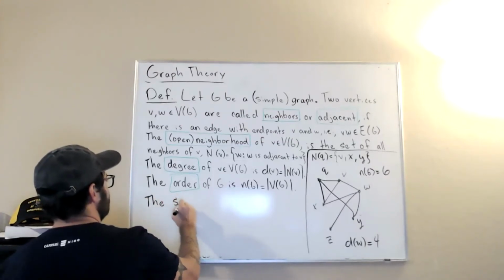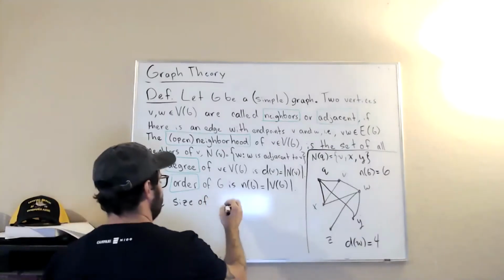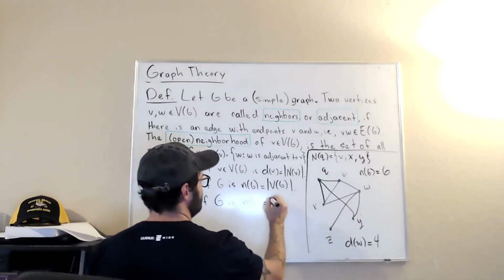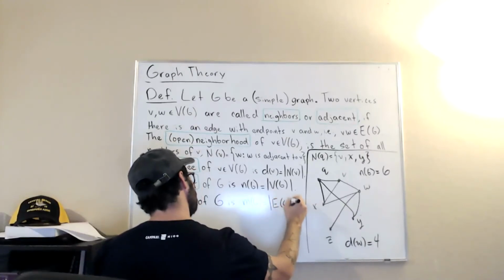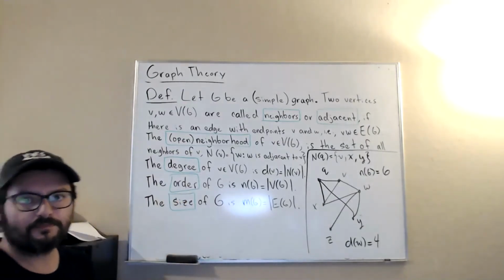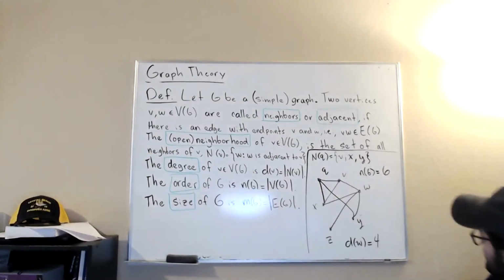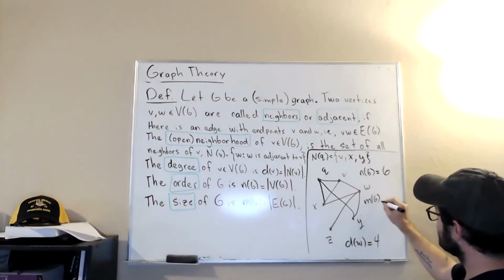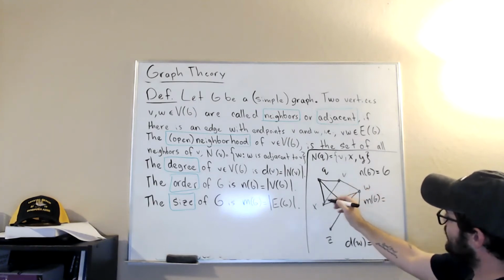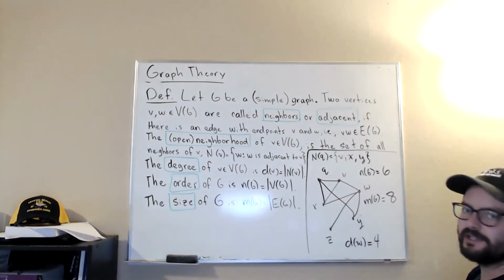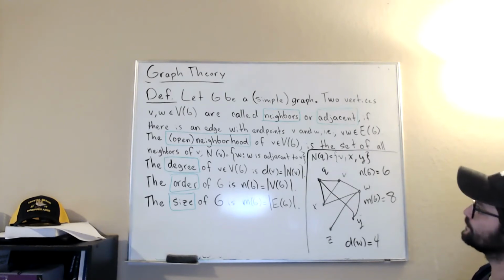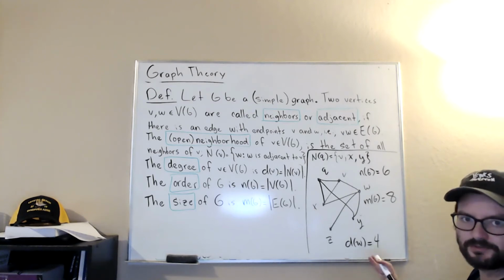The size of G is typically denoted by M of G, and that's equal to the cardinality of the edge set. So that's the size of the graph. How many edges are here? What is the size of this thing? If this is G, 1, 2, 3, 4, 5, 6, 7, 8. I'm pretty sure there's 8 edges in there. So that'd be the size of the graph. So far, so good. Again, all of these are just definitions.